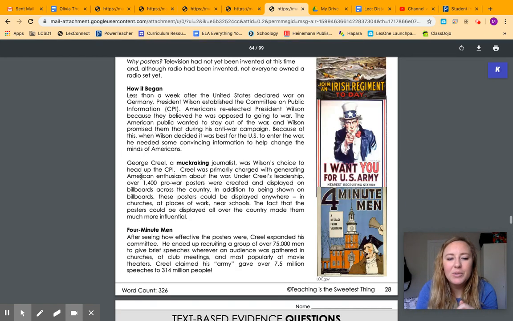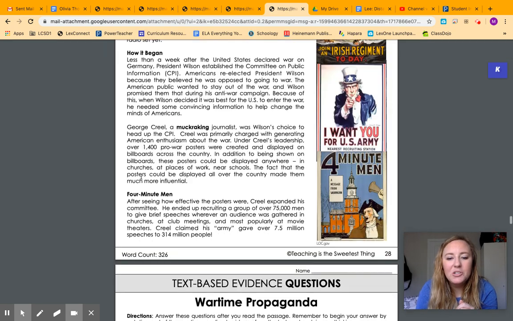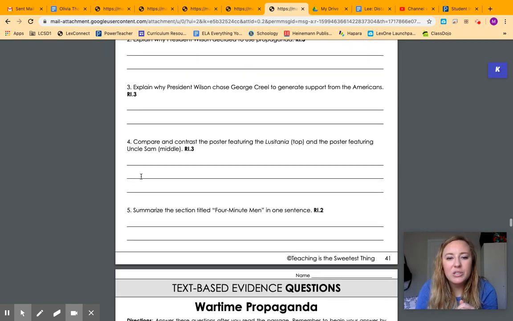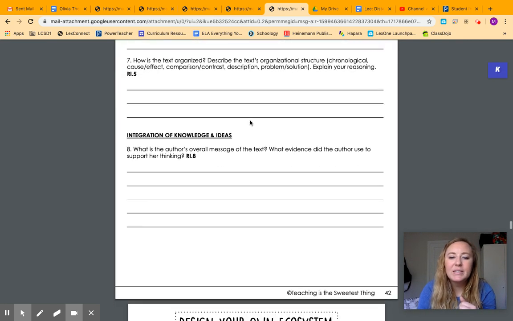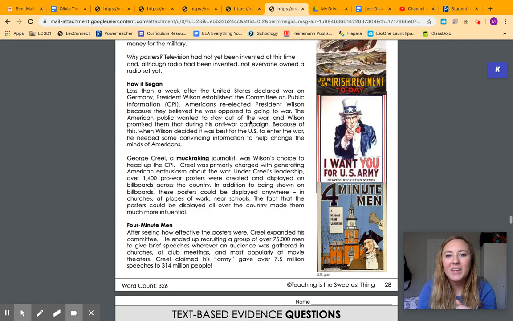And so you're going to be reading this article. It's just one page, and then you'll be answering these questions. Please remember to use evidence from the text. It even says it right here. Remember to begin your answer by restating the question. So like explain the meaning of the word propaganda in your own words. If you restated it, you would say, the word propaganda means blah, blah, blah. And you can use the text to help you with all of this. So it's just 1 through 8 for that.